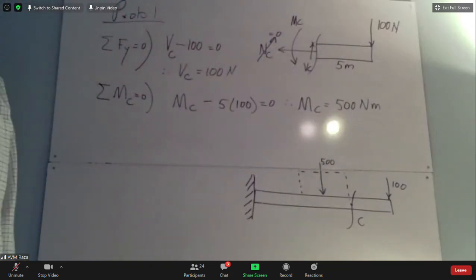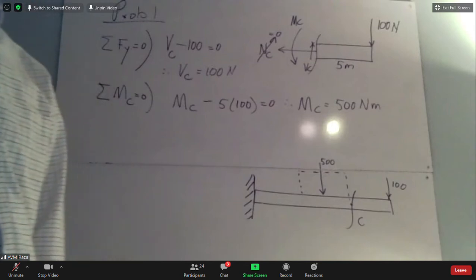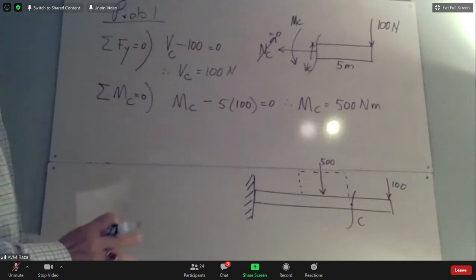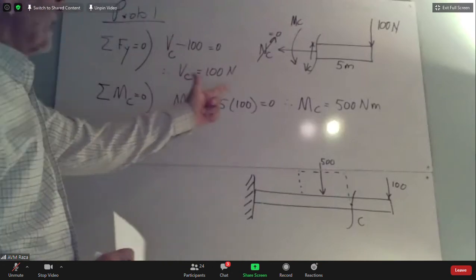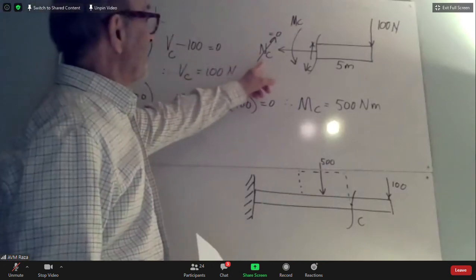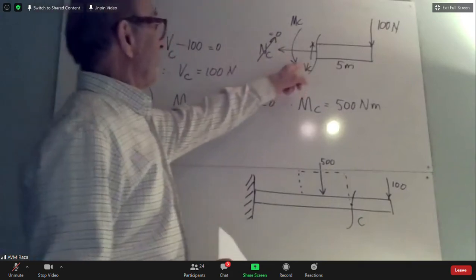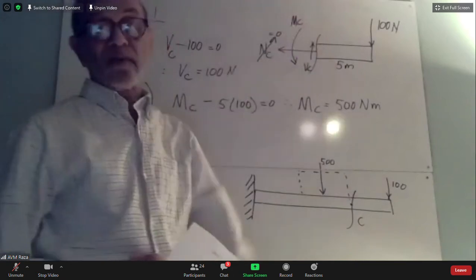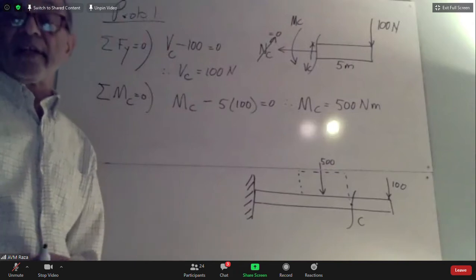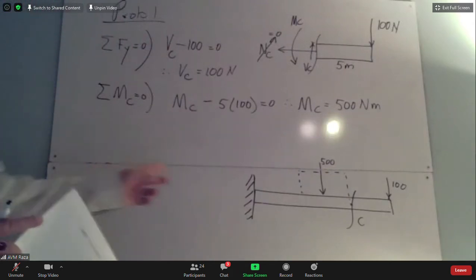Any questions, anybody? So we found both answers. The problem was asking us to determine resultant internal loading at point B and C. Point B we found earlier, point C we have found now. What are the internal loading at C? NC is 0, VC is 100 in the upward direction, and MC is 500 Newton meters counterclockwise. That's how you find the internal loads at any point of a loaded beam like this.